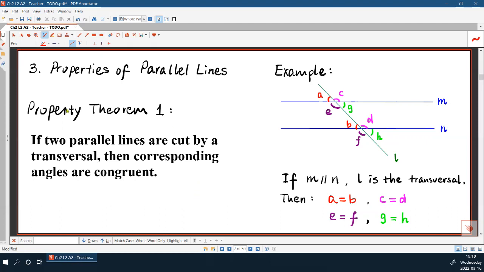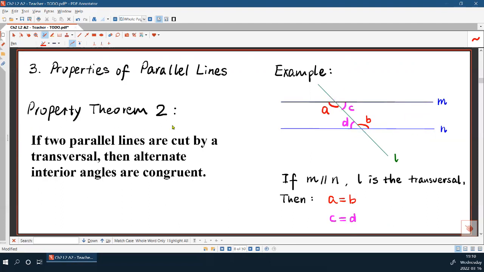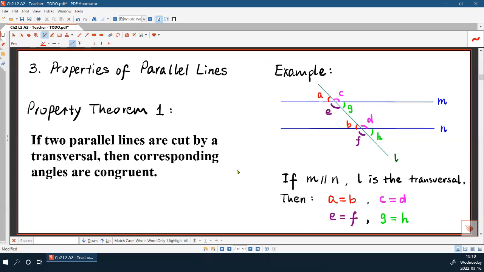No. Okay, so why is it called a property theorem? Because people have proved this statement is actually true. We'll see how we can prove this later, okay? Before we do that, let's just learn the 4 property theorems. Okay, property theorem 2. Do you need to take any notes here?